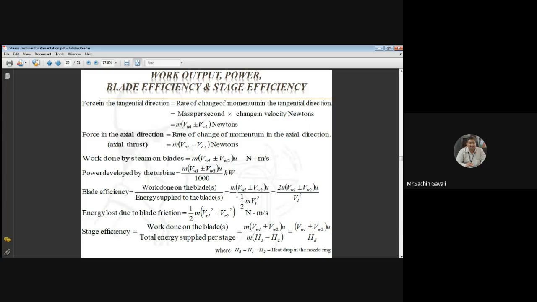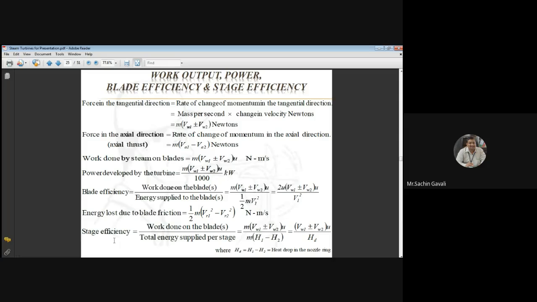So work done on the blade is equal to, as already calculated, M into bracket VW1 plus minus VW2 into bracket U, divided by energy supplied, which is 1 half m V1 square. If you resubstitute here, m will get cancelled, and 2 goes to the numerator side. So it is 2U into bracket VW1 plus minus VW2 divided by V1 square. With the help of this formula one can calculate the blade efficiency.